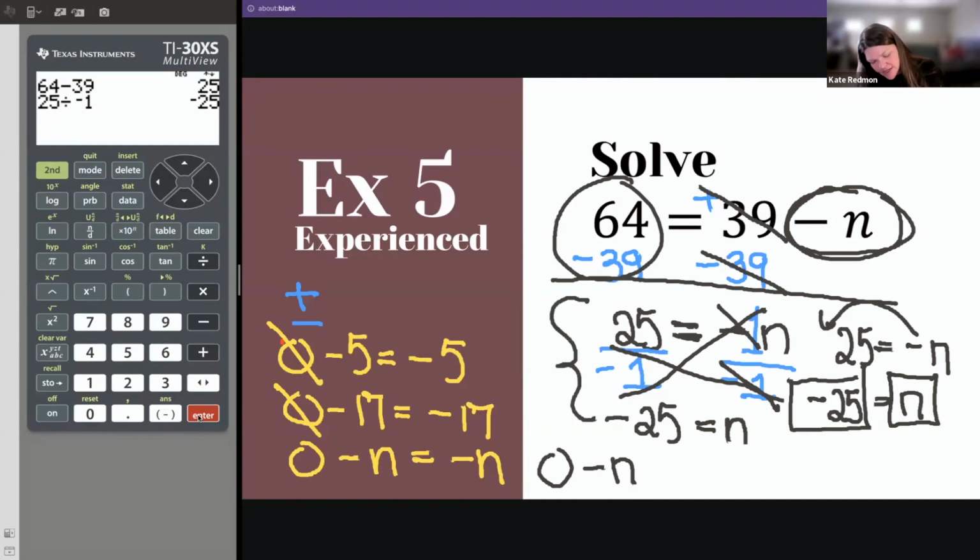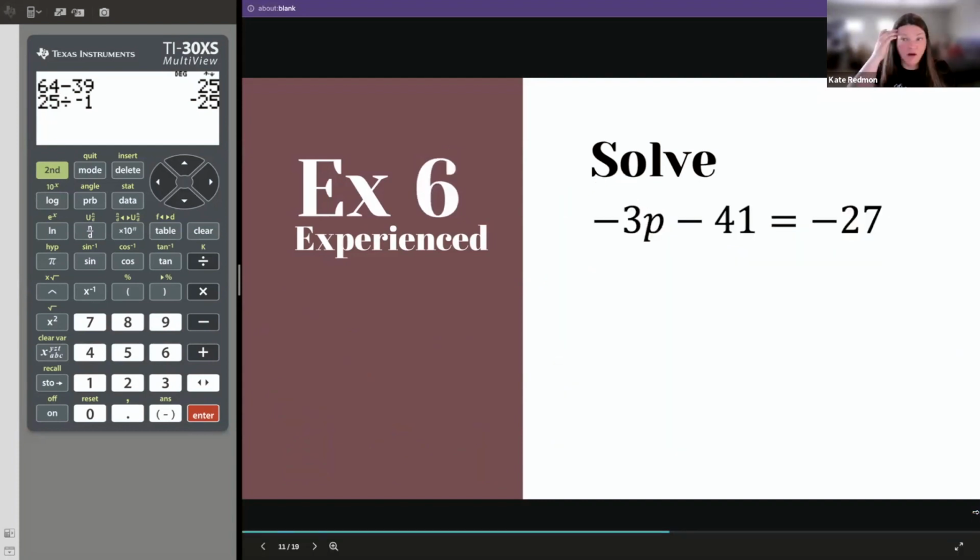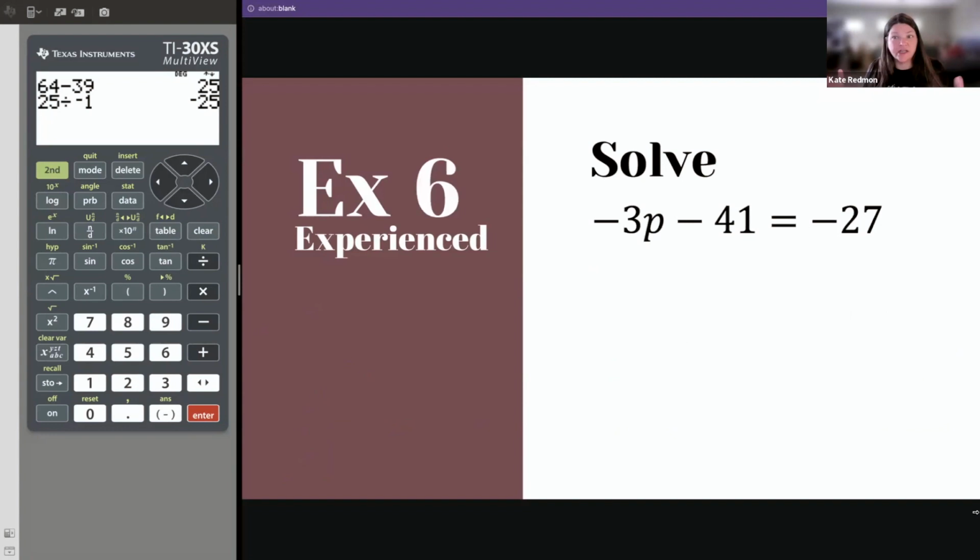All right, nice. Let's look at another tricky example. Now, this one I picked for all the negatives because it gets really tricky to keep track of which one's a negative and which one's a minus. So I think the best thing to do on an example like this is to read it out loud. Oh, by the way, if you're testing online, you can't even read it out loud. They're afraid you're talking to somebody in the room. I'm sorry. You have to not move your lips, but imagine saying it in your head or even write it down. Negative 3p minus 41 is equal to negative 27.